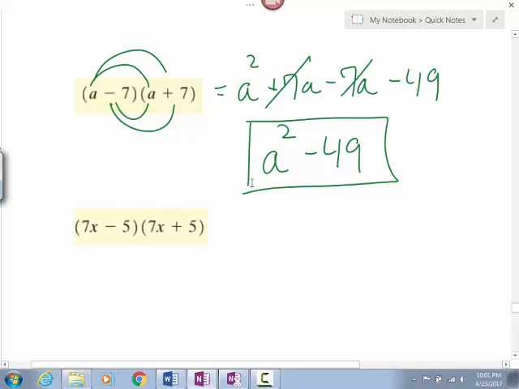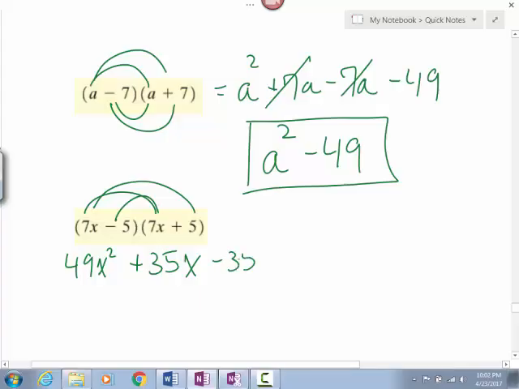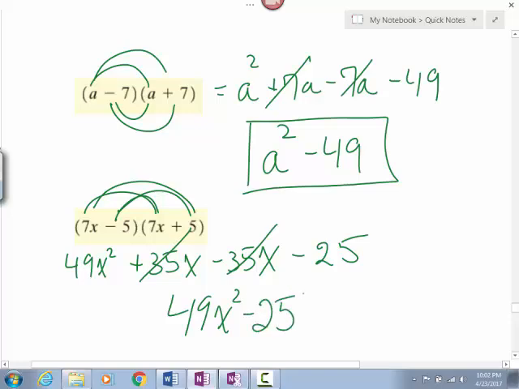Okay, let's try the next one. We'll do it the same way. So 7x times 7x is a 49x squared. 7x times a positive 5 should be a positive 35x. Negative 5 times 7x is a negative 35x. And a negative 5 times a positive 5 is a negative 25. Again, our two middle terms will cancel out. And so we end up with 49x squared minus 25.